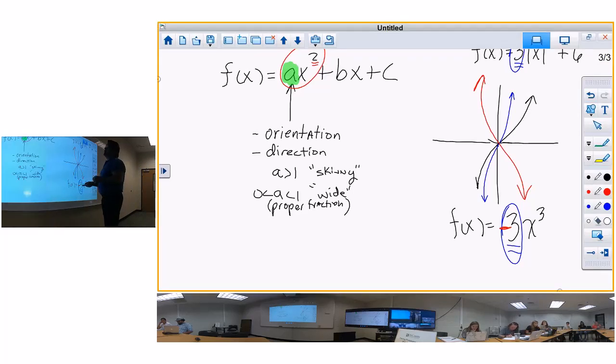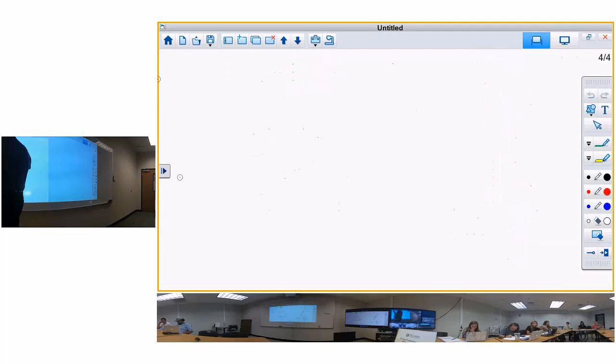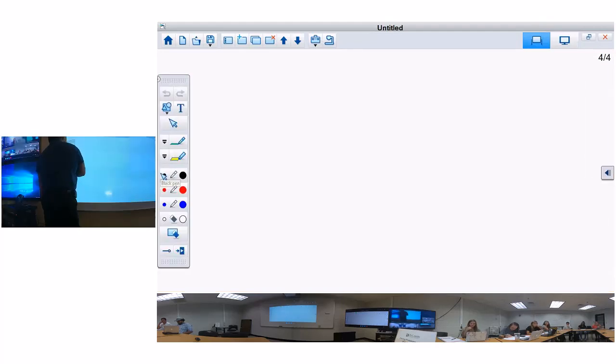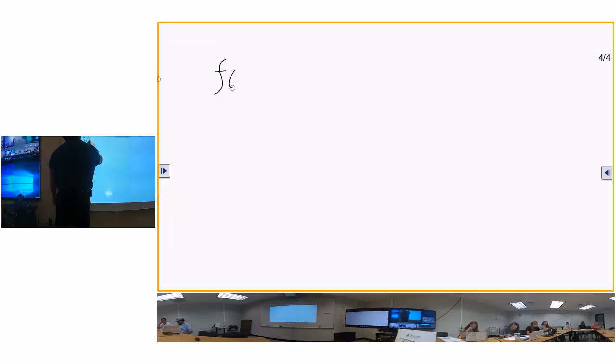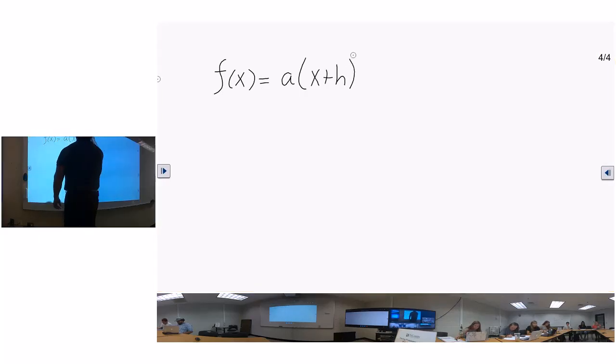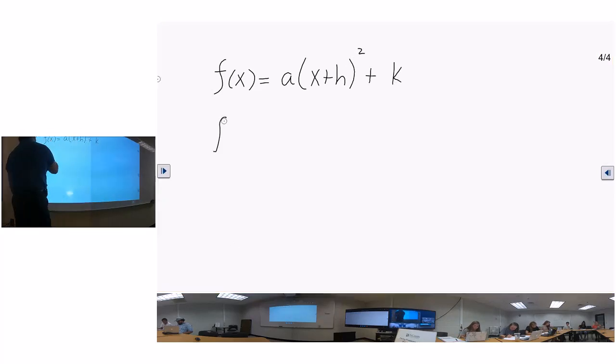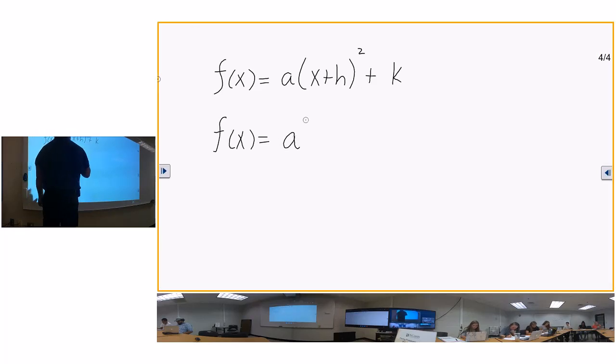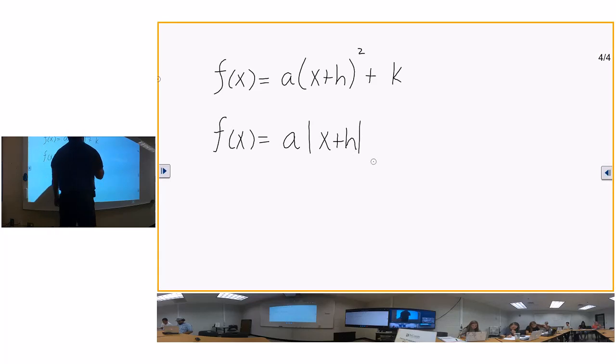And I'm going to go with the book here because I really don't like it. But f of x is equal to a times (x plus h) quantity squared, plus k. F of x is equal to a times absolute value of x plus h, plus k.